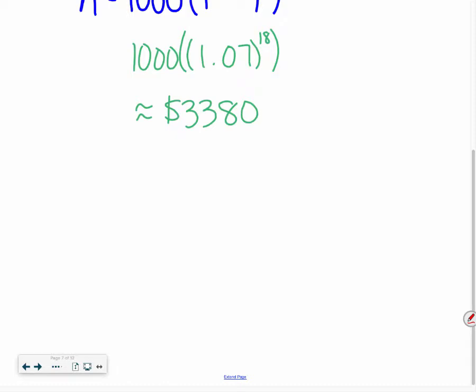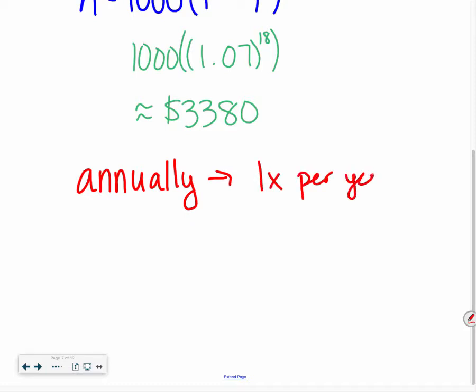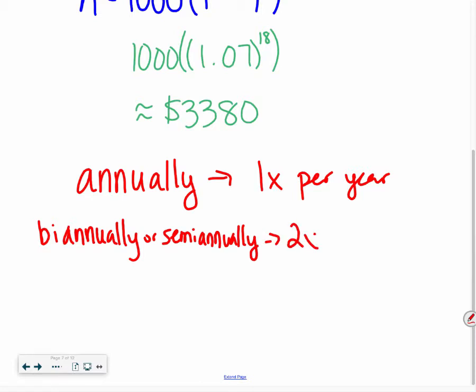Let's quickly talk about some of the phrasing, just in case you don't know. Annually means one time per year. Biannually or semi-annually is 2 times per year. Quarterly is 4 times per year. So those are some of the most common phrases that you will encounter.